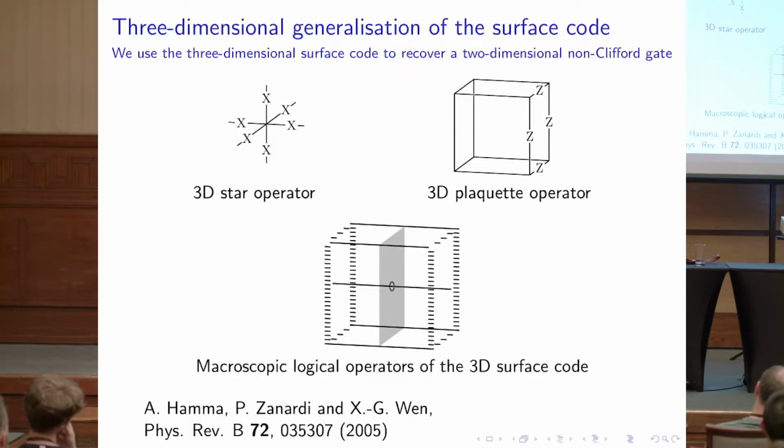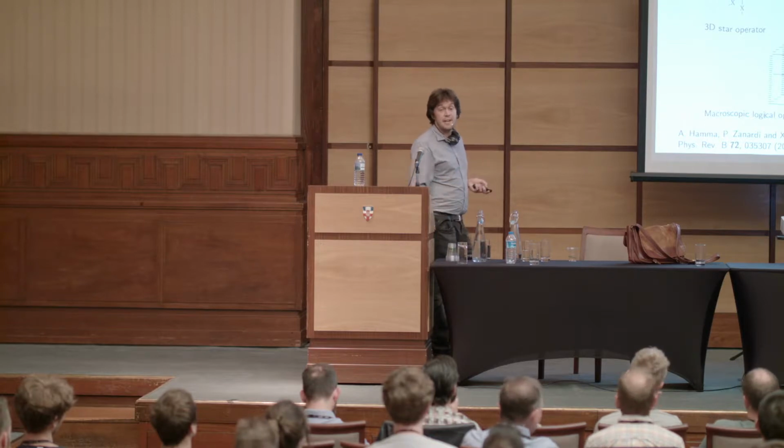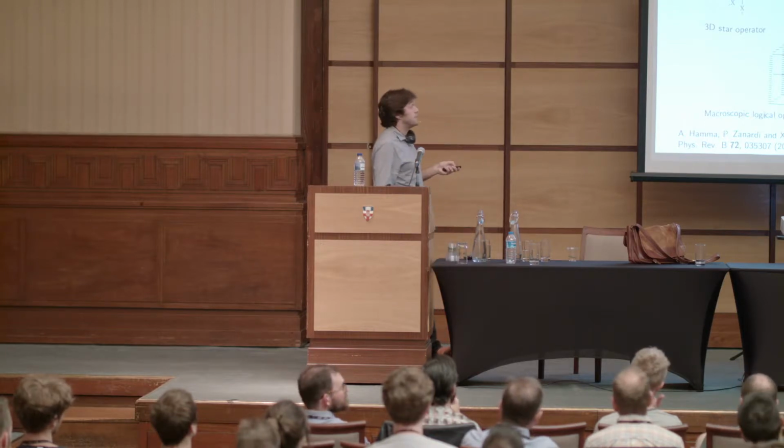And like in the 2D case, I really want to talk about just rough and smooth boundaries. So here we have, you can see by the dashed lines, rough boundaries on the left and the right side of this macroscopic block of three-dimensional surface code. The logical operator here will be the product of Pauli Z's running from the right to the left and terminating on the rough boundary. And it also has a Pauli X logical operator, which is a two-dimensional membrane-like logical operator that terminates on smooth boundaries.